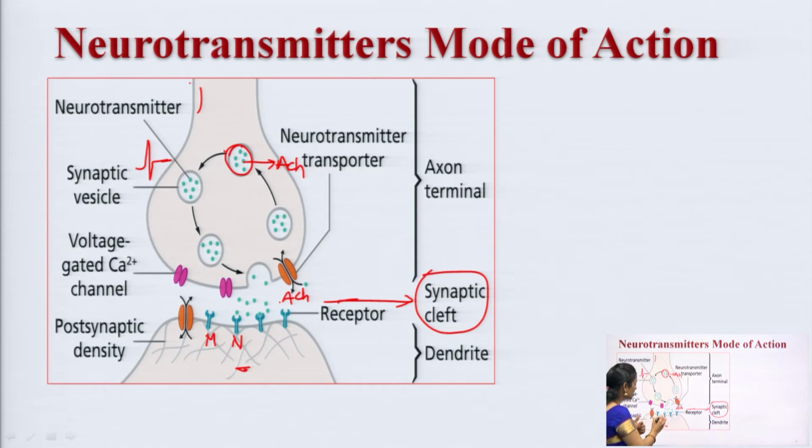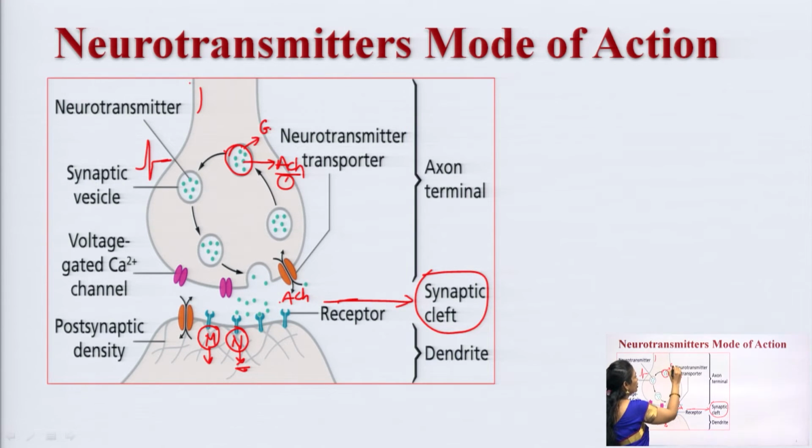Muscarinic receptor and nicotinic receptor are receptors in different categories. One is a G protein coupled receptor and the second one is an ion channel receptor, respectively. Muscarinic is a GPCR and nicotinic is an ion channel receptor. Depending upon the receptor to which acetylcholine binds, it will show its action. Okay, this is the first example. So, this is acetylcholine, a neurotransmitter.